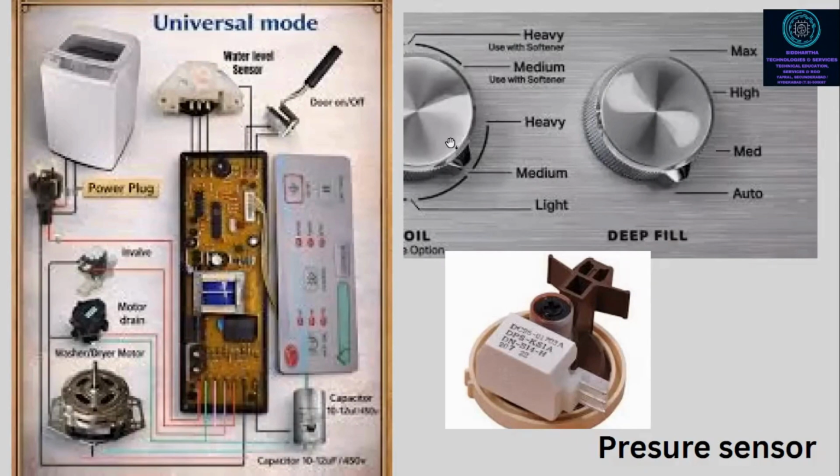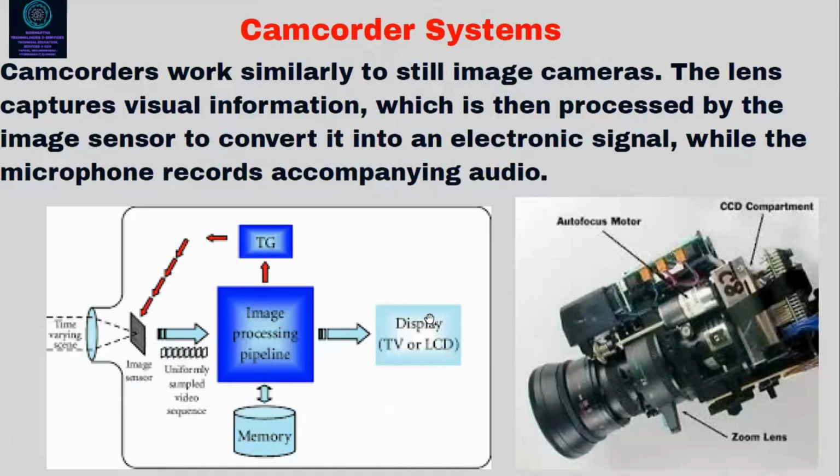Please remember, when we talk about washing machines, there will be some sensors like the pressure sensor. You can see here the pressure sensor, the outlet sensor, the heat sensor, and different types of sensors inside the washing machine. If it is automatic, there are more sensors. If it is semi-automatic, there are fewer sensors. So this is about washing machines. You can go for details of this.